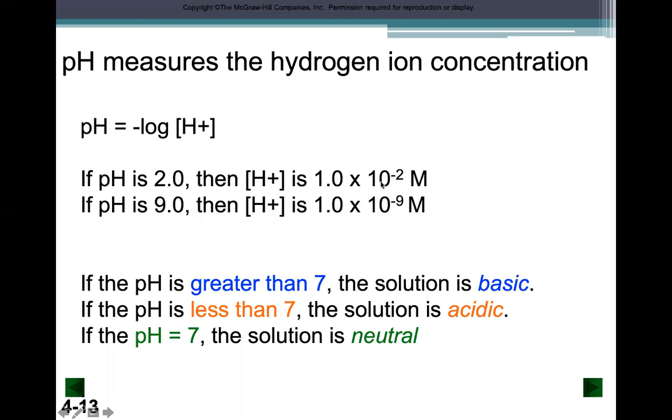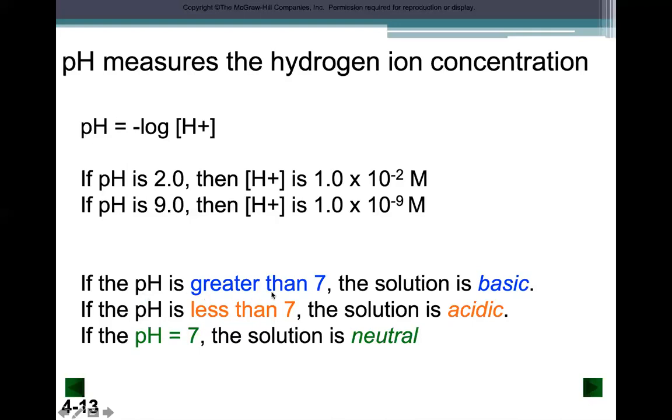So that's actually pretty high in terms of hydrogen ion concentration. If you see a -1 here, that's 0.1 molar. If you see -2 here, it's 0.01 molar and so on. A pH of 9, notice, is a -9. That's a really, really small hydrogen ion concentration. So there's a connection here between hydrogen ion concentration and pH.